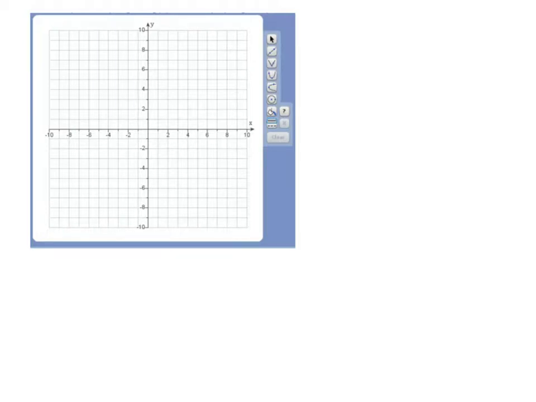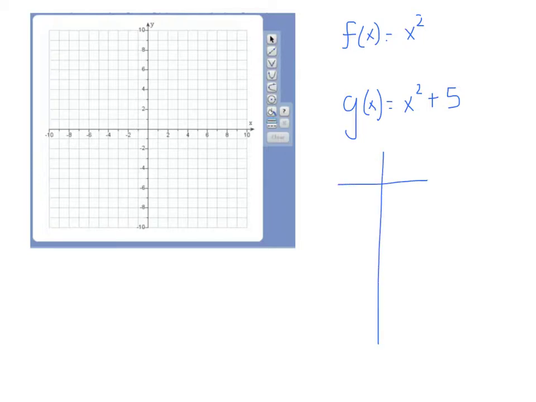So your original function is x squared, and the function that you want to graph is x squared plus 5. I'll call that one f of x, this one g of x. So the original one, you can always make your chart, and the f of x is just another name for y.